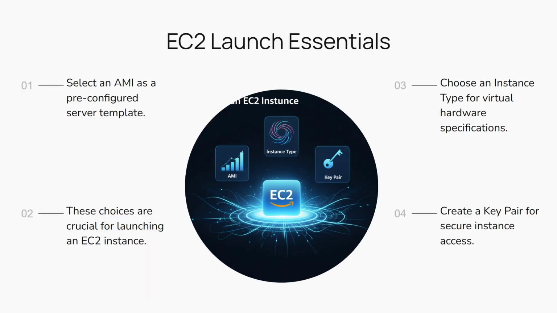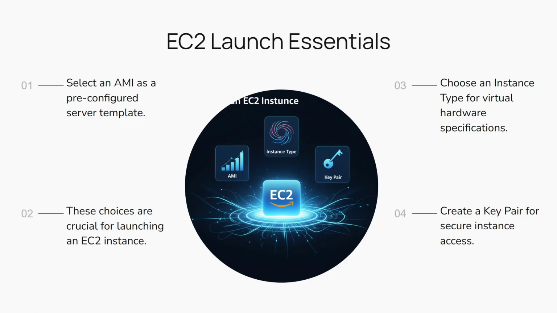When you launch an EC2 instance, we need to make a few choices. First, you choose an AMI, the Amazon Machine Image. Whenever we want to run a server on EC2, we have to choose an Amazon Machine Image. Think of it as a template that includes the operating system and pre-installed software, like a pre-configured version of Windows or Linux.